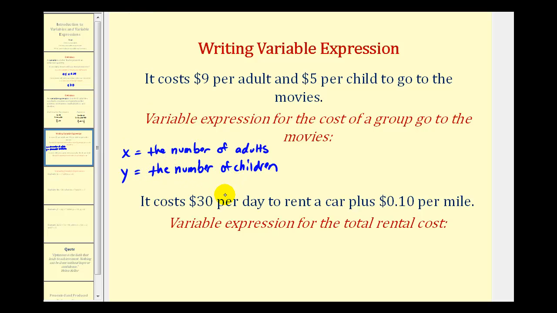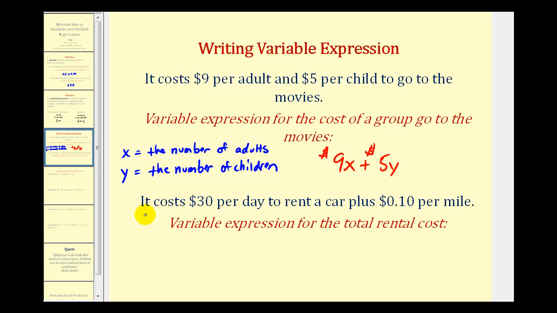the variable expression to represent the total cost for the group to attend the movie would be $9 times x plus $5 times y. Again, x represents the number of adults attending, and each adult will have to pay $9, and y represents the number of children attending, and every child will have to pay $5 to attend.